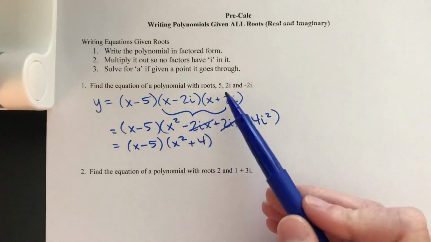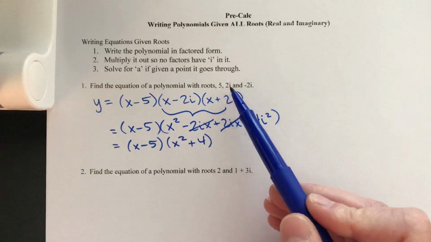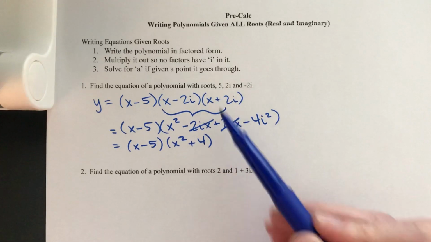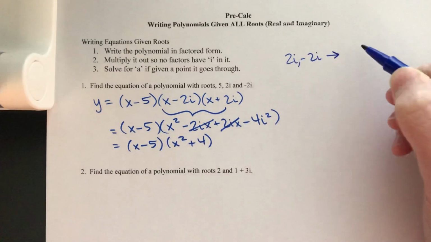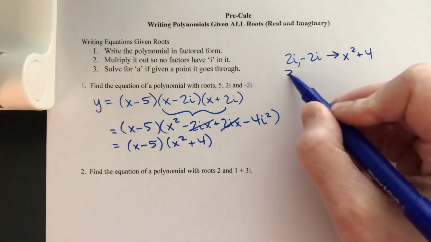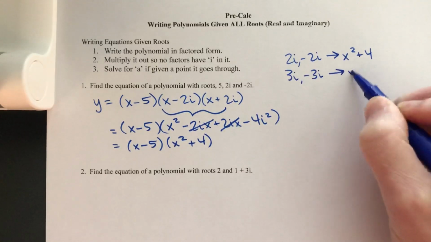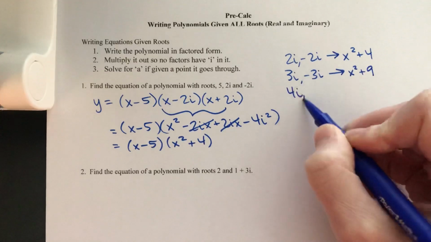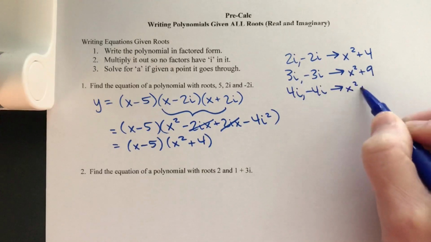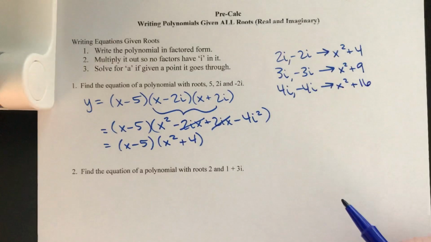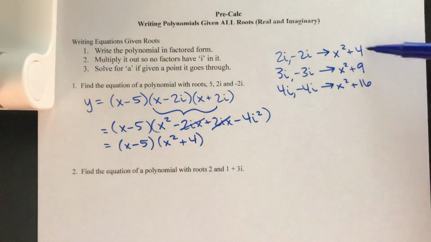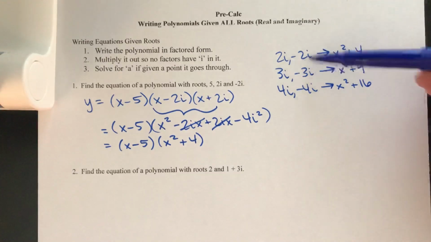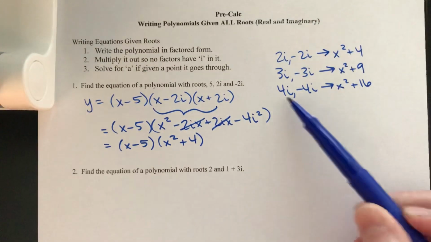So you're going to see a pattern if you have imaginary roots that are just like bi, they don't have the a part. Like this one down here, 2i and negative 2i, its factor is x squared plus 4. 3i and negative 3i have a factor of x squared plus 9. And 4i and negative 4i have a factor of x squared plus 16. So you're going to start to see a pattern with imaginary roots that are just the bi form. And if I were to set this equal to 0, I'd subtract 4 and I'd get x squared equals negative 4, and that's where the imaginary comes in.